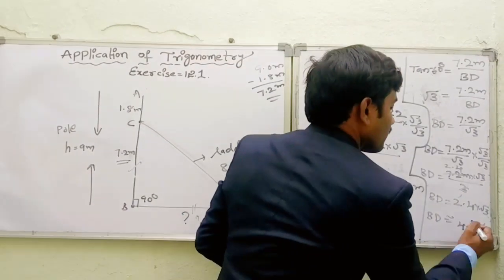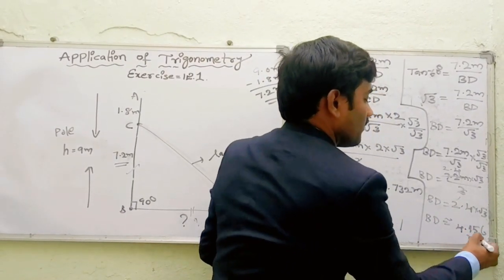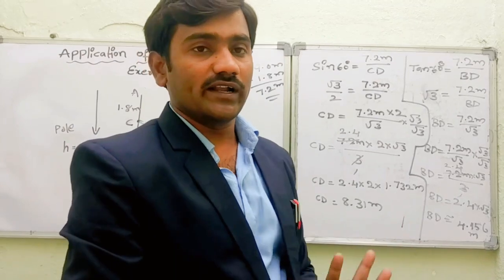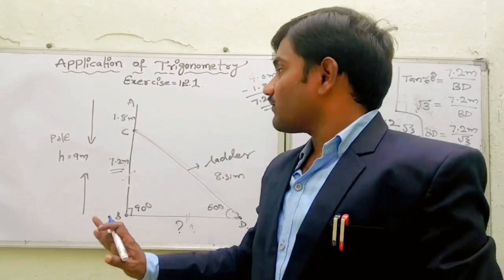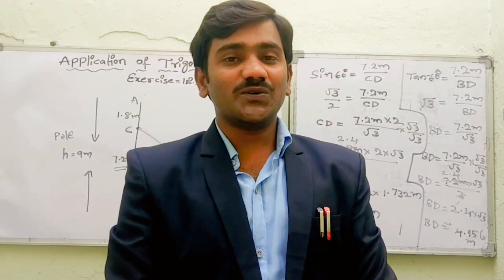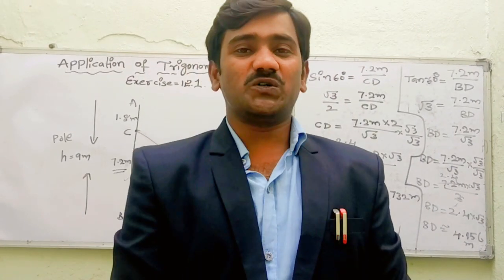Already I solved this problem. I have done the multiplication so that I got it. So this is the distance from the foot of the ladder to the foot of the pole. So we got question 2 also now. Let's go for the next question now.